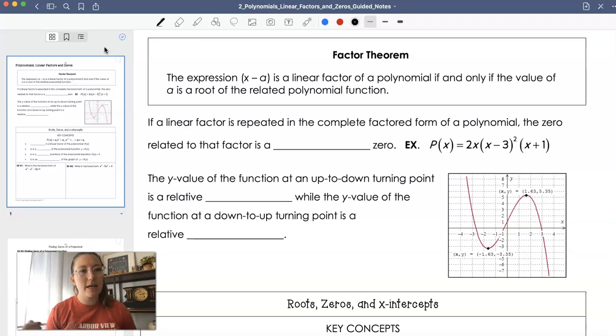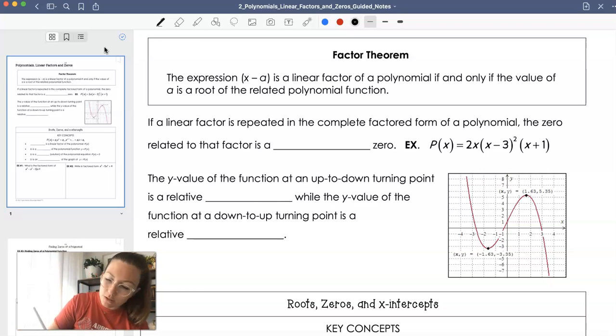So the expression x minus a is a linear factor of a polynomial if and only if the value of a is a root or a solution of the related polynomial function. So if a linear factor is repeated in the factored form of a polynomial, then the zero related to that factor is a multiple zero.